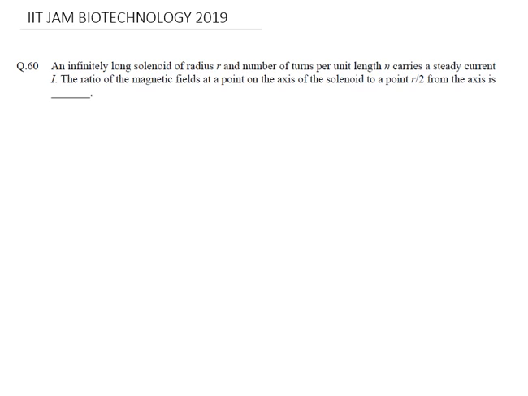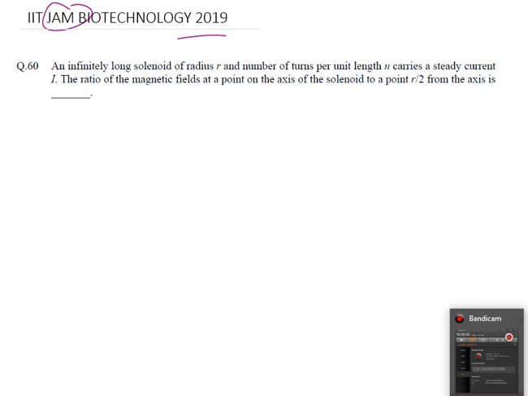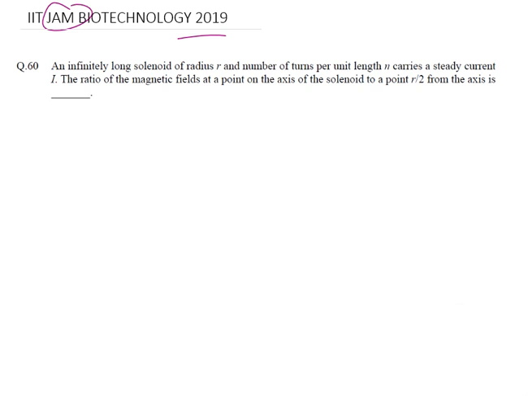Today we are going to solve one question from IIT JAM Biotechnology 2019 paper. As we know that JAM is one of the most important examinations in our country for those students who want to join IIT to pursue their master degree courses. In a biotechnology paper, there are different types of questions based on physics, chemistry, math and biology, and we at Start of Such classes cover all these topics.